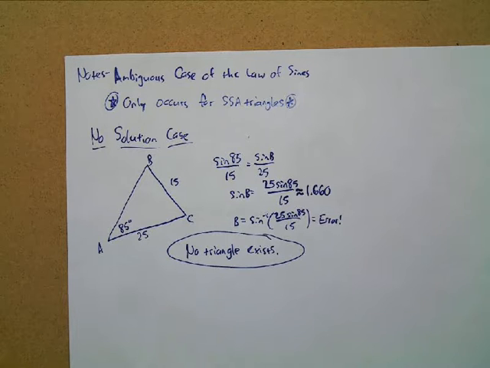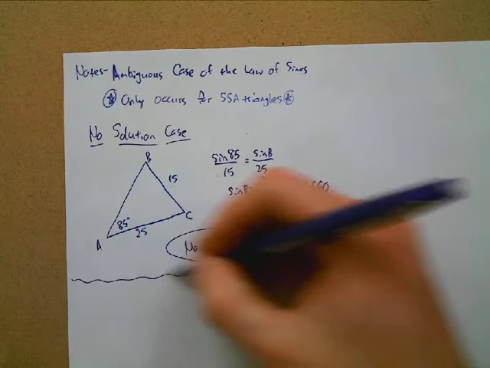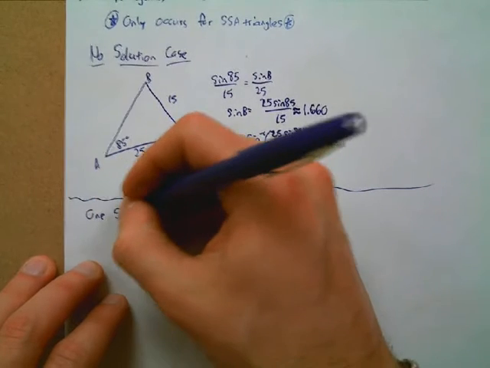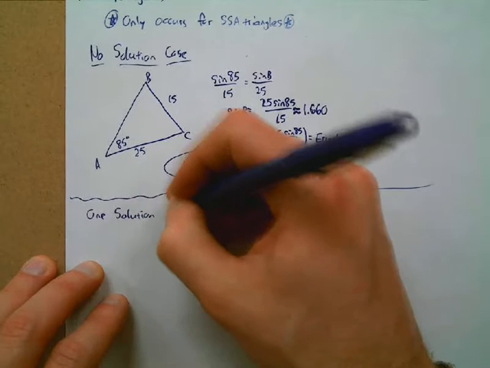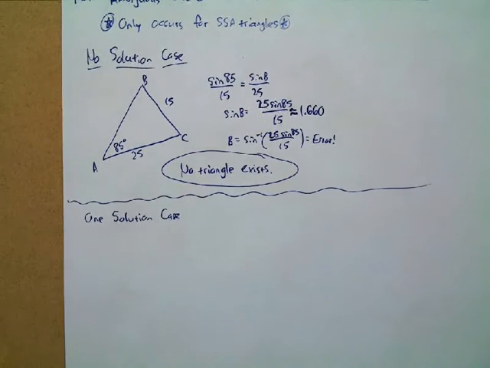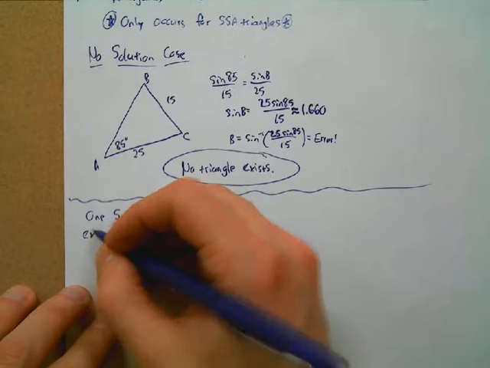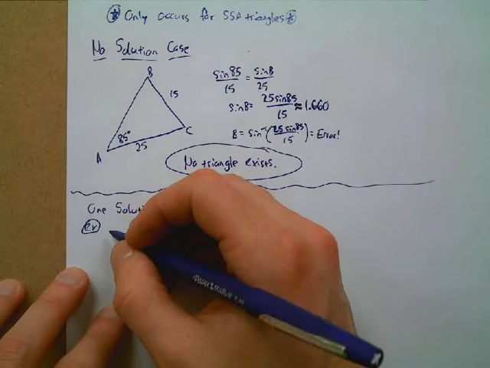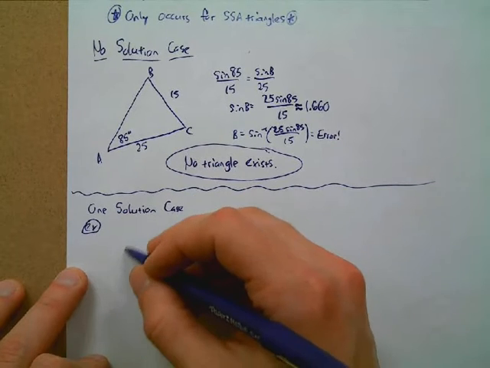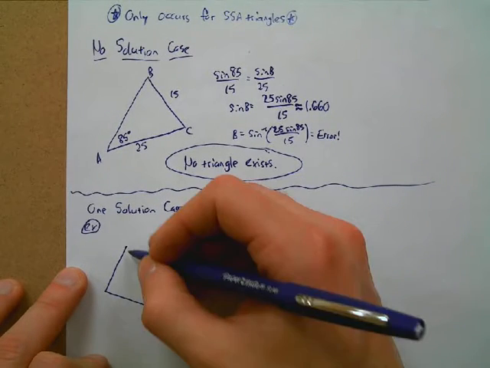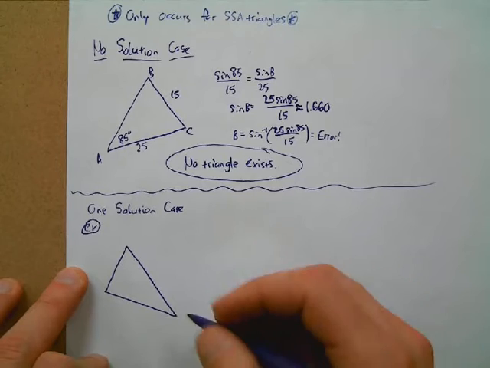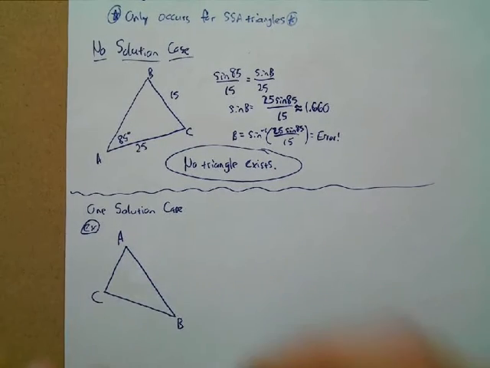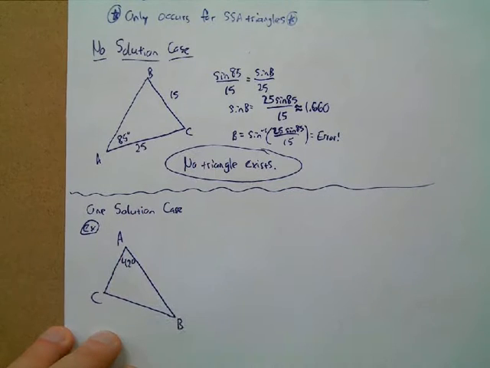And so then we'll move on. We also saw in our warm-up today the one solution case. Just as an example here, I'll do the same triangle I did from the warm-up. We started with 42 degrees for angle A, 22 for side A, and then 12 for side B.